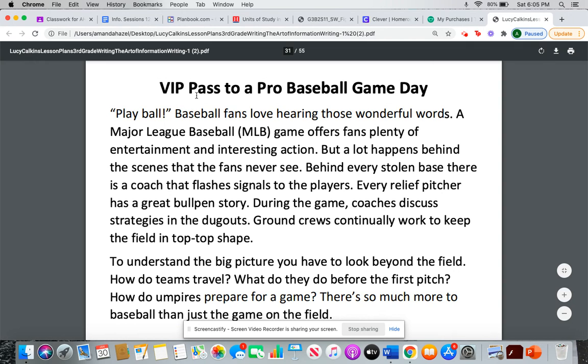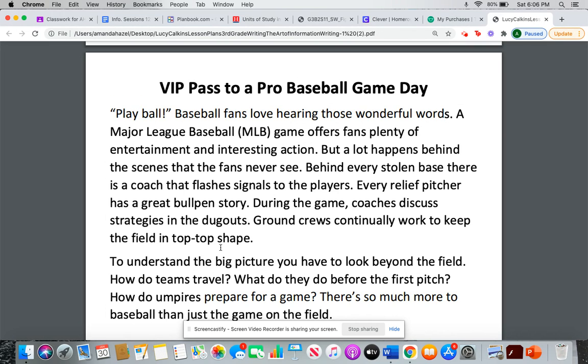This is called VIP Pass to a Pro Baseball Game Day. Play ball! Baseball fans love hearing those wonderful words. A Major League Baseball, or MLB game, offers fans plenty of entertainment and interesting action. But a lot happens behind the scenes that the fans never see. Behind every stolen base, there is a coach that flashes signals to the players. Every relief pitcher has a great bullpen story. During the game, coaches discuss strategies in the dugouts. Ground crews continually work to keep the field in tip-top shape.